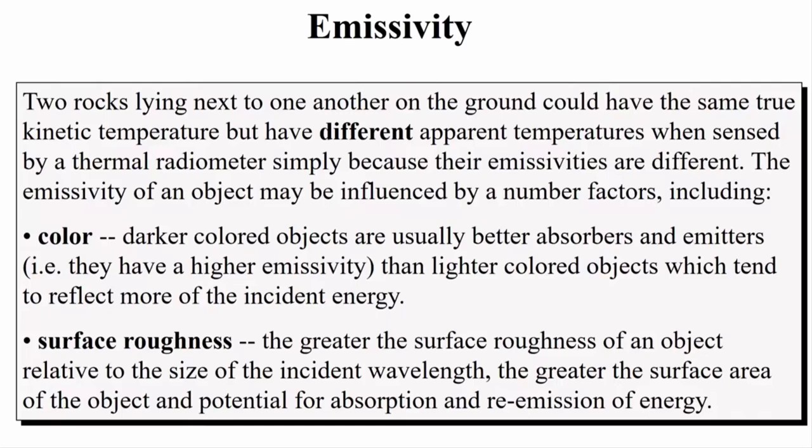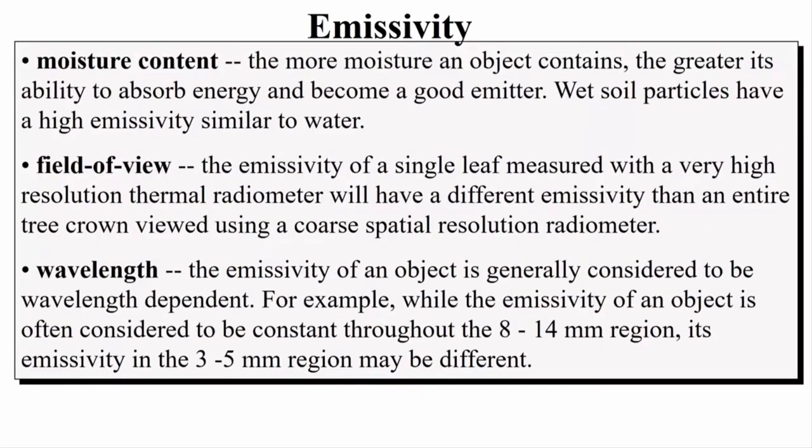The second factor is surface roughness. The greater the surface roughness of an object relative to the size of the incident wavelength, the greater the surface area of the object and the potential for absorption and re-emission of energy. Another factor is moisture content. The more moisture an object contains, the greater its ability to absorb energy and become a good emitter. Wet soil particles have a high emissivity similar to water.